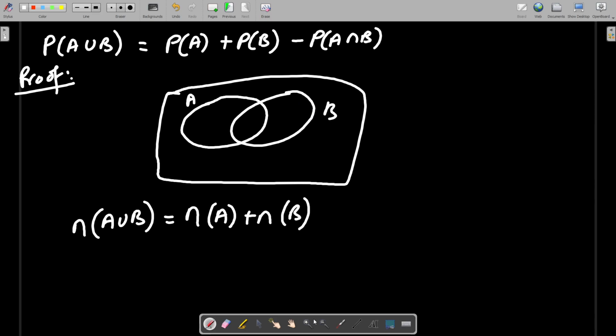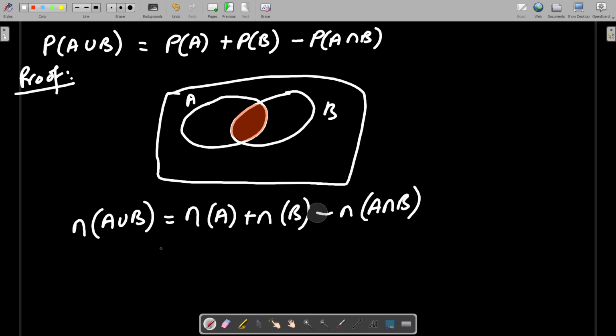But what have I done while doing this? I have counted this region extra. I counted this red region twice, once when I was counting A, once when I was counting B. So what should I do? I'll have to remove them from the total. So I'll have to subtract it. Clear to everyone?